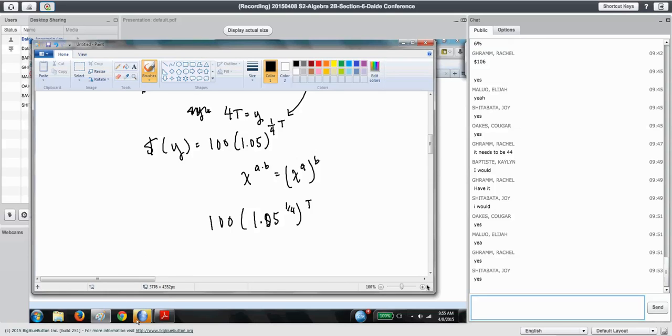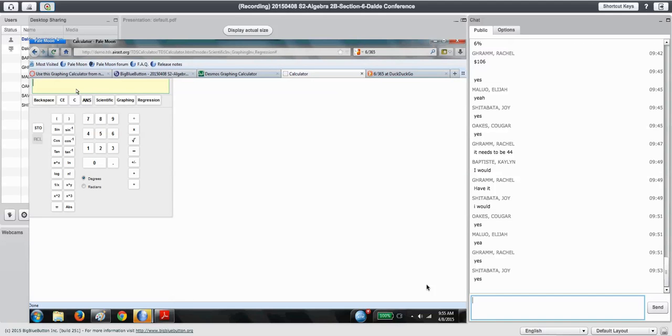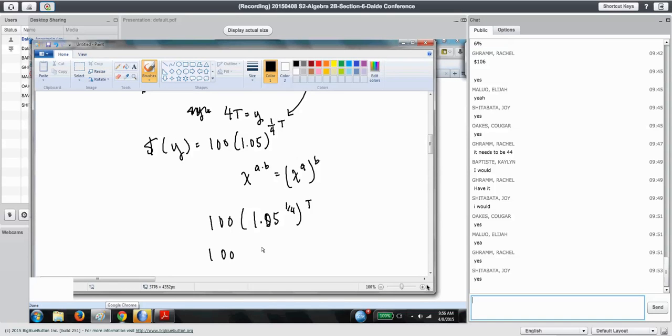So 1.05 to the 1/4 power. Oh, dude, my calculator's broken. Oh, wait, I want to go to scientific. 1.05 to the 1 divided by 4. 1.01227. So this would be 100 times 1.01227 to the t. Does that make sense? I hope it makes sense. I kind of think it makes sense. Makes sense to me.